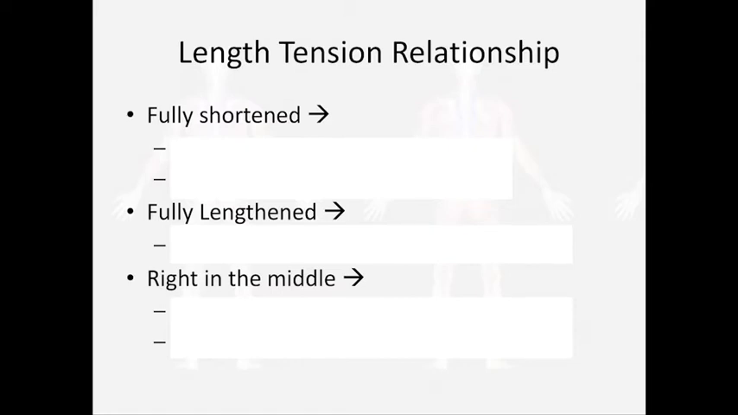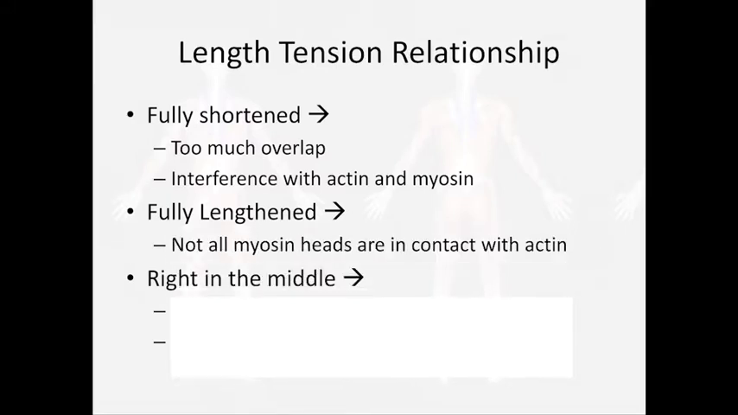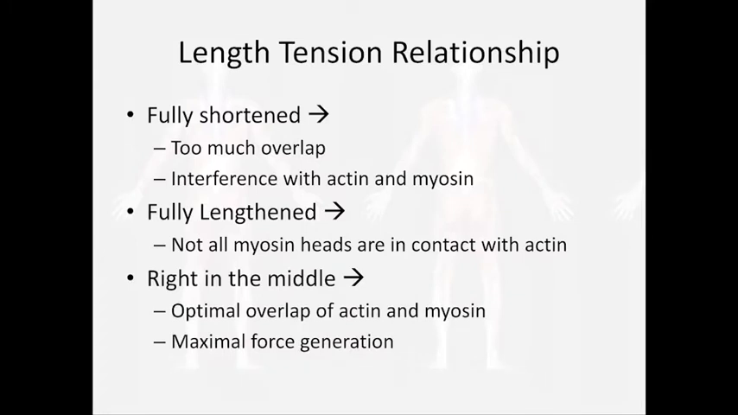With that fully shortened position, we have too much overlap, interference of actin and myosin. It can't shorten any further. If we're fully lengthened, then not all the myosin heads are actually touching actin, so they're not contributing to the force production, and we don't get as much force. And then right in the middle, we have optimal overlap of myosin and actin, maximal force generation, also because there's room for it to shorten.